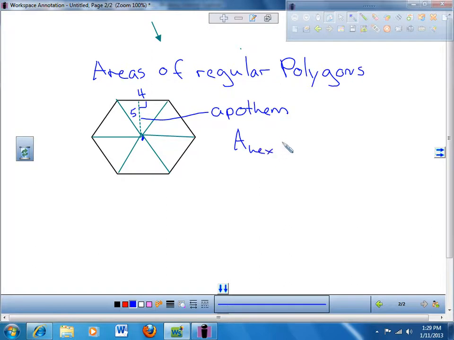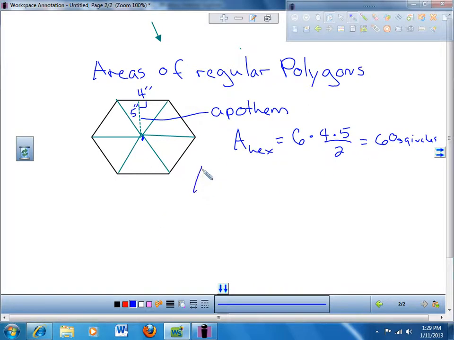This is a hexagon. I have all the triangles. How many triangles do I have? 6 times base times height divided by 2, right? So 6 times 4 times 5 divided by 2, right? 6 times 10, which is 60. And let's say that these are inches. So that'd be 60 squinches. What are squinches? Square inches, okay? 60 square inches.